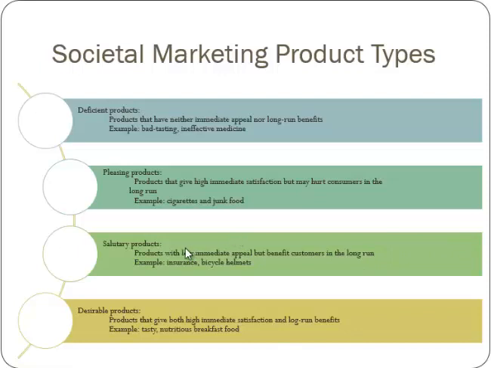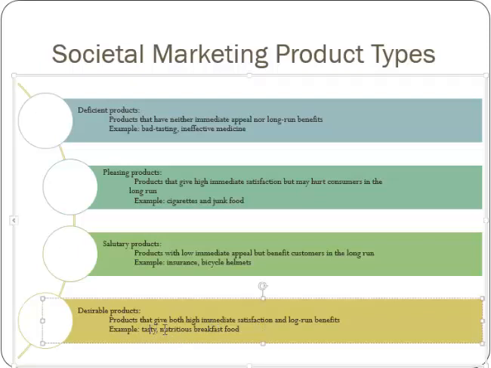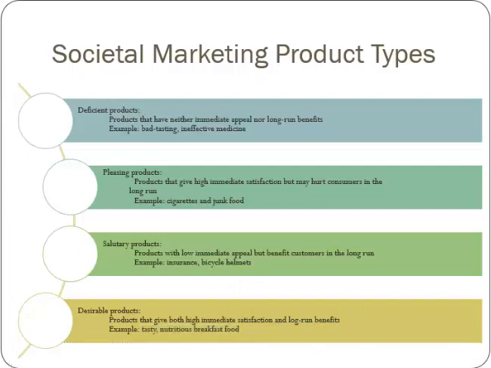There are salutary products, which are products with low immediate appeal but benefit customers in the long run. Bicycle helmets, insurance. You don't go to the store and say, "Oh wow, I can't wait to buy an insurance policy." But you know what? It could help your family and can help yourself in the long run if it's purchased correctly. And then there are desirable products, which give both high immediate satisfaction and long-run benefits, like tasty, nutritious breakfast food. Not sure if such a thing exists, but that's an example.